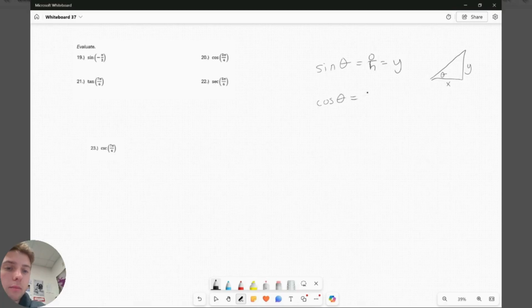Cosine uses that same logic. It is adjacent over hypotenuse. The adjacent in the unit circle, though, is x. If we talk about cosine, we are just taking the x value. Tangent, we should have that one memorized. Opposite over adjacent. The opposite we said was y. The adjacent we said was x.